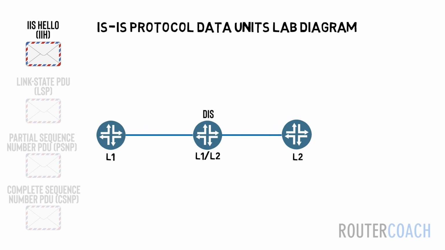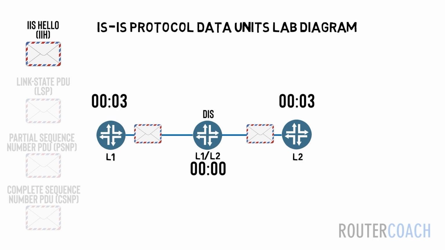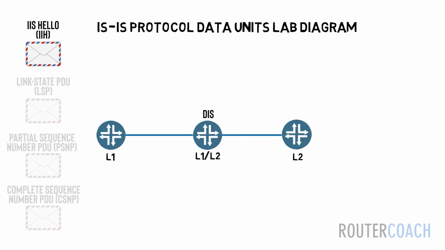These hellos are sent every 3 seconds by the DIS and every 9 seconds by every other non-DIS intermediate system. On a broadcast network, hellos are sent for both level 1 and level 2 intermediate systems, but on point-to-point networks only a single hello packet is sent. Level 1 and level 2 hellos are delivered with the multicast address shown on the screen.